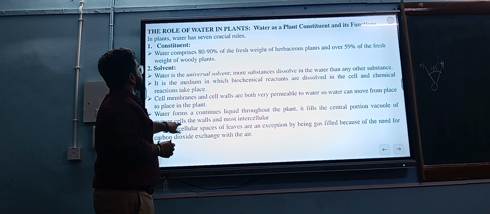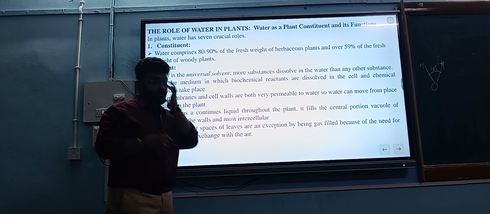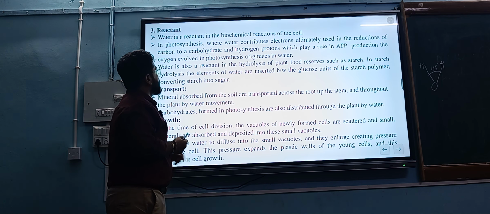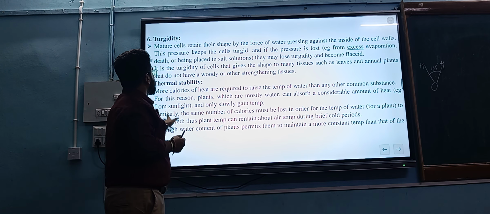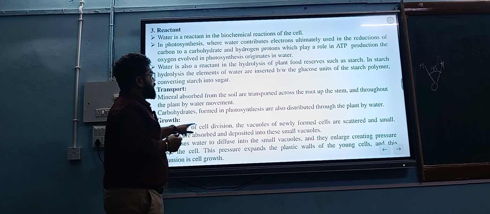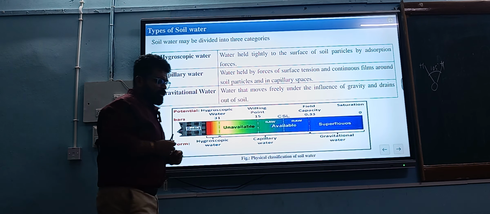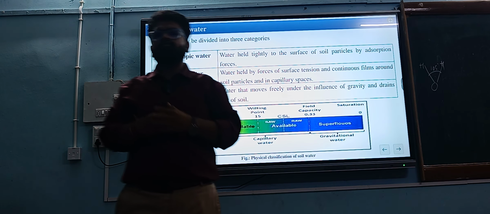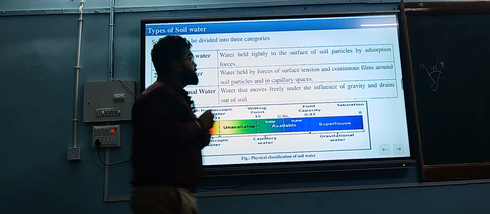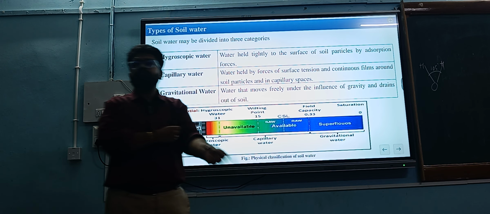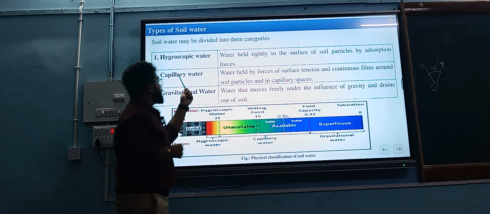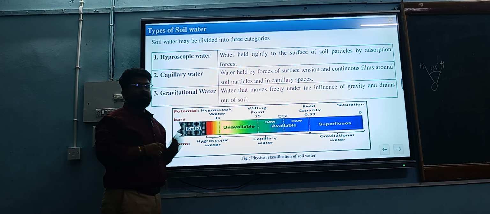Next, the role of water in the plant, as we have already studied. It plays a very important role in maintaining cell turgidity, reactivity, thermal stability, as a reactant, and in transportation of nutrients. So it has multiple roles. Coming to the most important topic of today's class, the types of water. Generally, we have three types of water in the soil: the hygroscopic water, the capillary water, and the gravitational water.